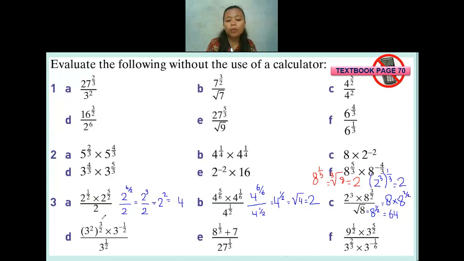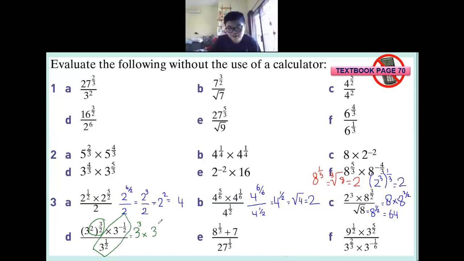For the question D, we can simplify it first. For the first bracket, power of a power, we can multiply. So in here, we have to multiply 2 times 3/2. 2 times 3/2, the answer will be equal to 3. So we will have 3 to the power of 3. And then now we have 3 to the power of negative a half divided by 3 to the power of a half. This is a division. We can simplify the power by subtracting the index. So negative a half minus a half, yes.